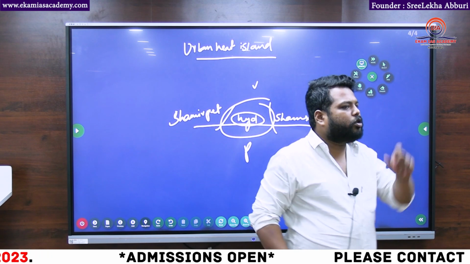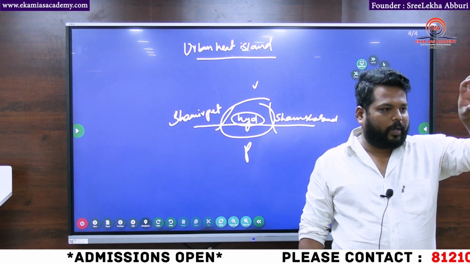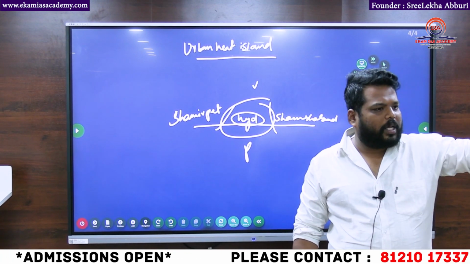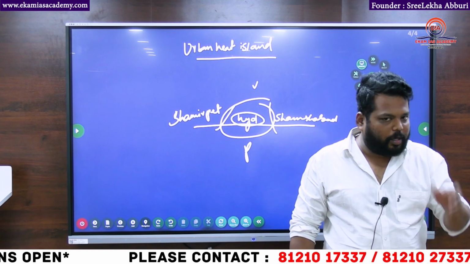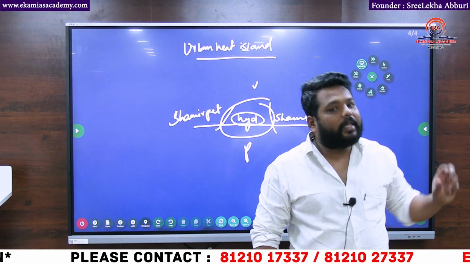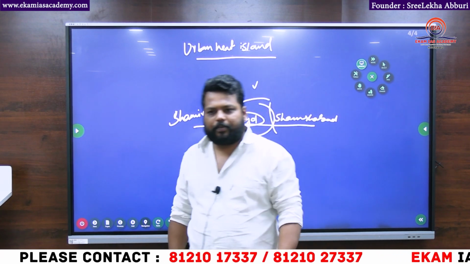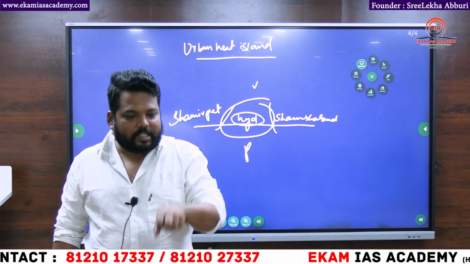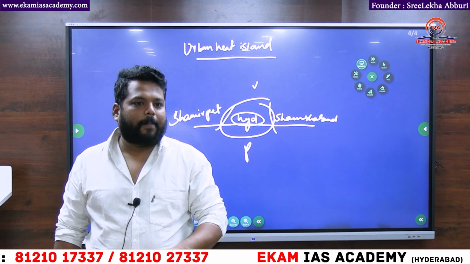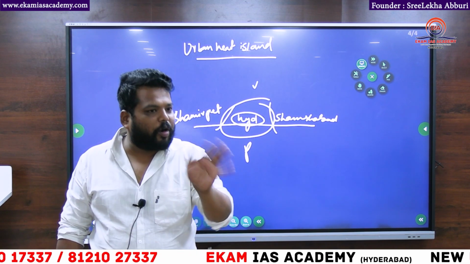But in conclusion, see what you will be doing in the introduction for this answer: you will explain what is El Nino with a diagrammatic representation. In the main body, you will explain its impact. In the conclusion, what will you explain? You should not write things like, I will suggest some measures for tackling El Nino. You should not write it.